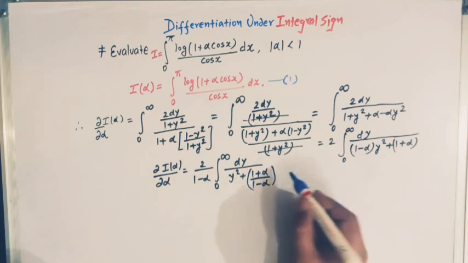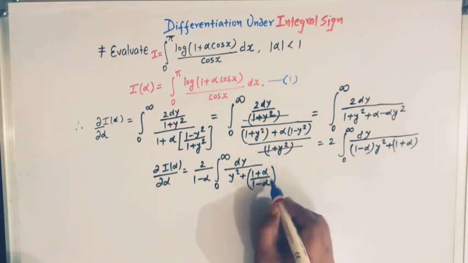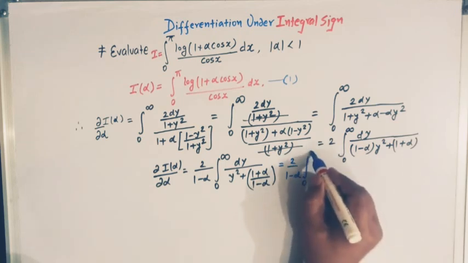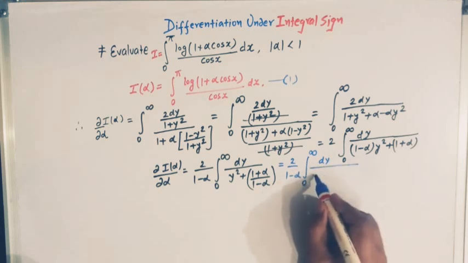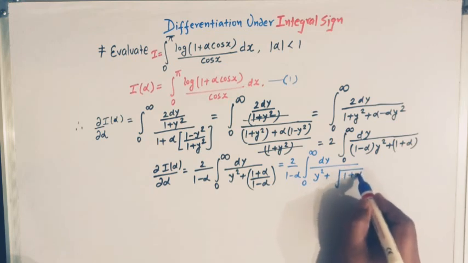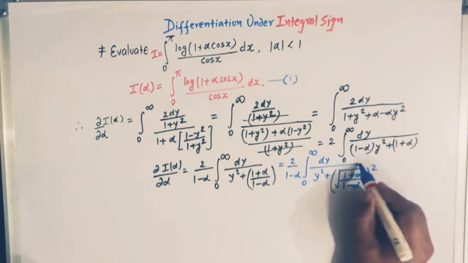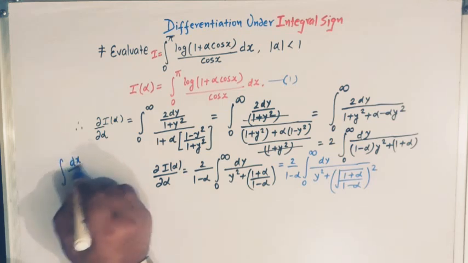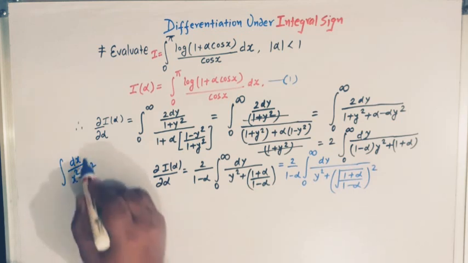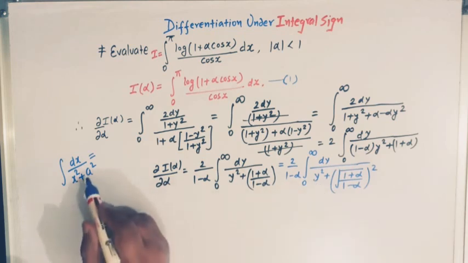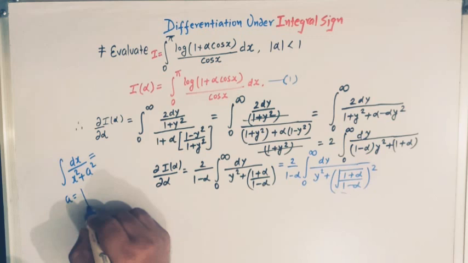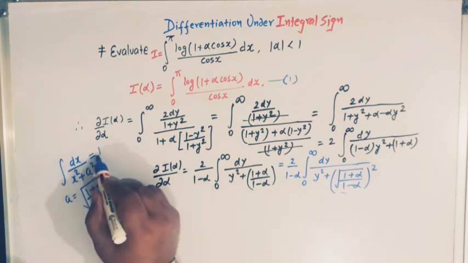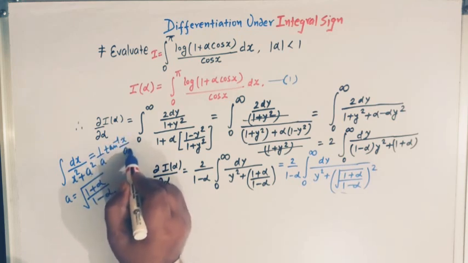Okay, so now let us write this expression as square root of 1 plus alpha over 1 minus alpha square, right? So we can write here 2 over 1 minus alpha, then we have the integral from 0 to infinity dy over y square plus square root of 1 plus alpha over 1 minus alpha square, right? Okay, so now this integral is of the form dx over x square plus a square, and here for x we have y, and for a we have square root of 1 plus alpha over 1 minus alpha, and the integral of this expression is 1 over a tan inverse x over a, right?